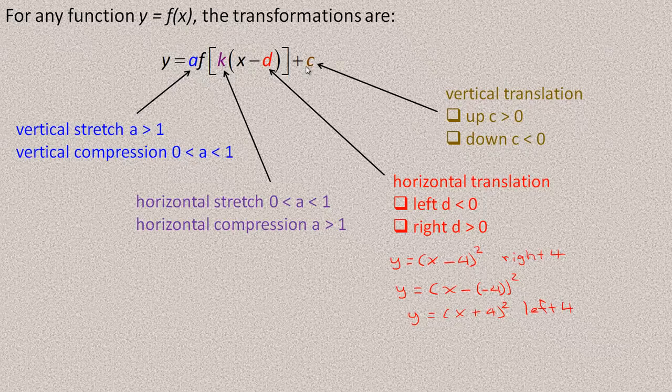And the constant on the end, vertical translation, if c is greater than 0, it goes up that amount. If c is less than 0, it goes down that amount. So that's a summary of what all the different transformations look like. And that's the end of the tutorial.